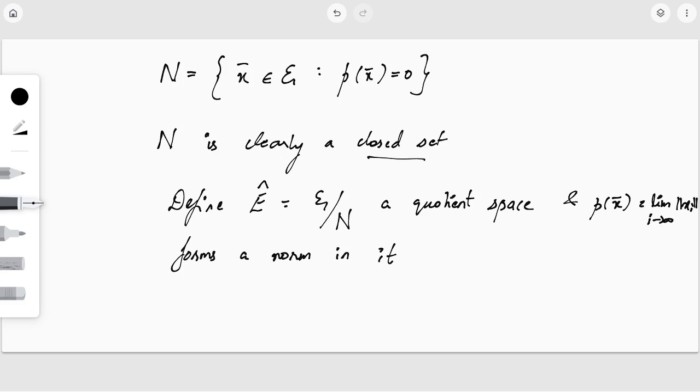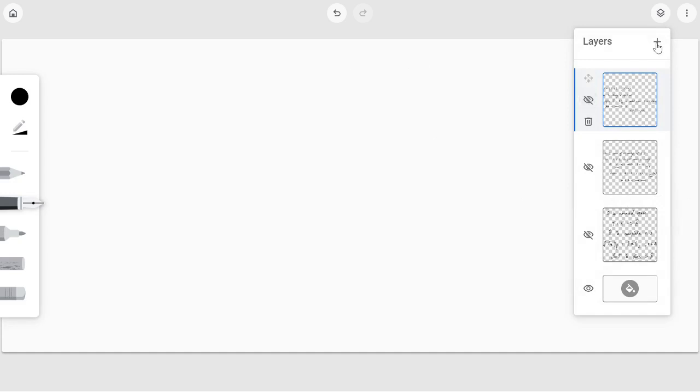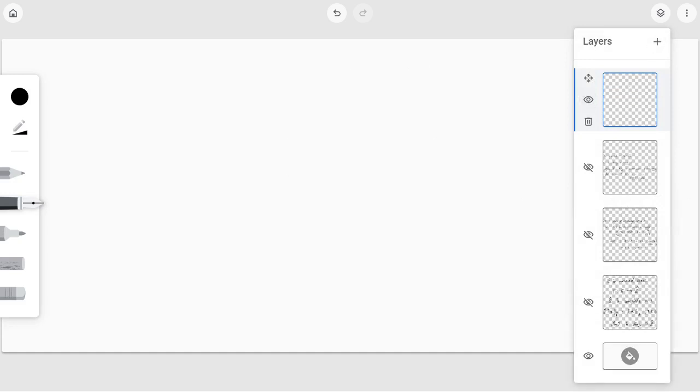Also note that we had seen that in such cases, the norm of the coset is nothing other than P of X bar itself. This is how we had seen in the definition of the semi-norm, and as the semi-norm forms a norm for the quotient space, we have a quotient normed space with us.